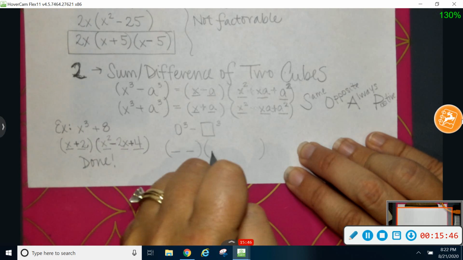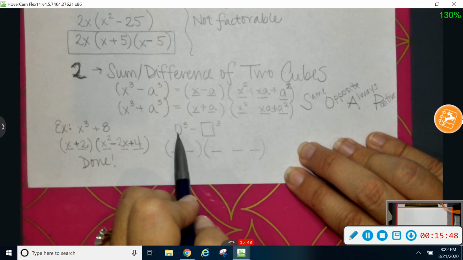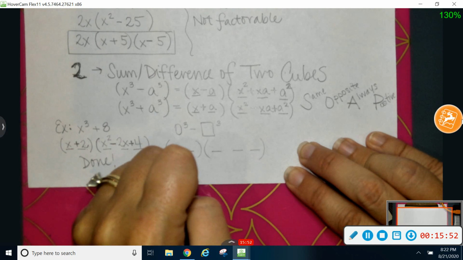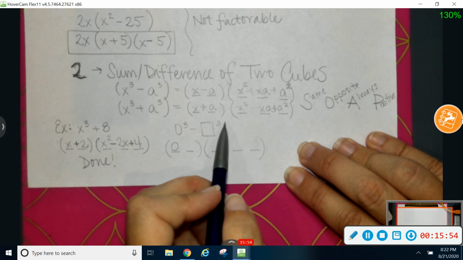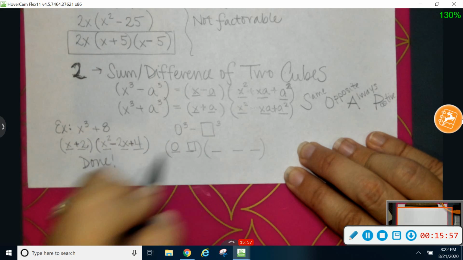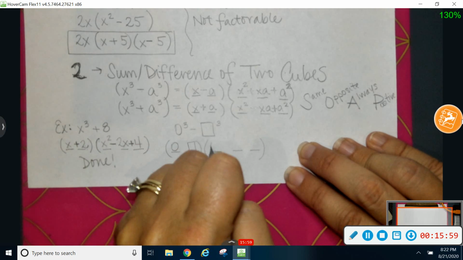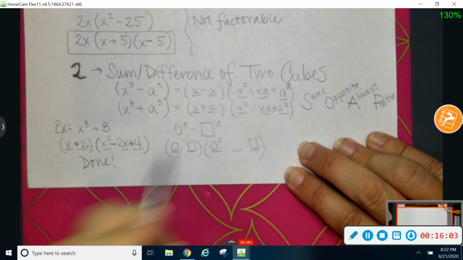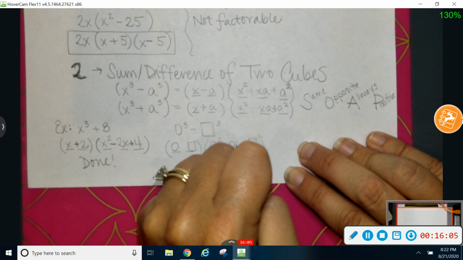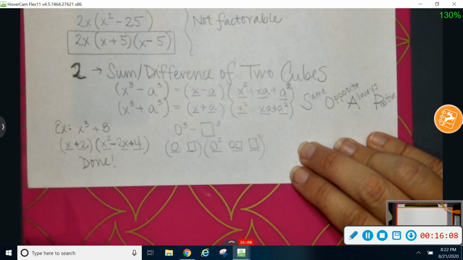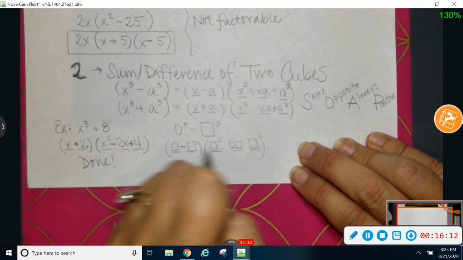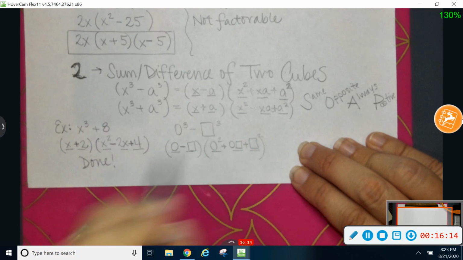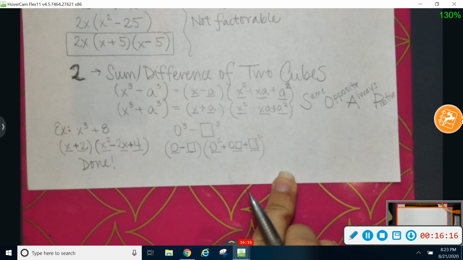2 spots, 3 spots. How does the pattern work? I take the cube root of the first. So cube root of circle cubed is circle. Cube root of square cubed is square. First term squared, circle squared. Back term squared, square squared. Multiply them together, circle square. How do you connect them? Let SOAP do your signs. So I start with the same, the opposite, and the back is always positive.